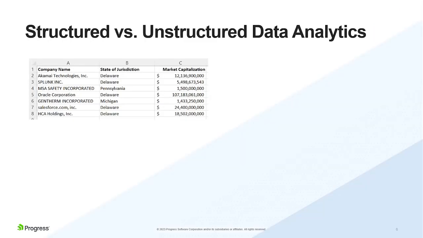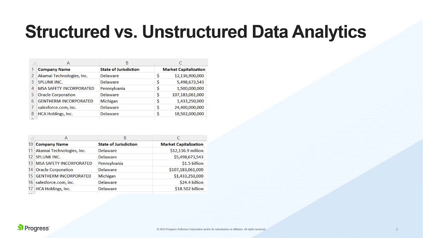So let's get into our first example here. Let's say I've got my data set here, and it's in nice, neat rows and columns, and it clearly identifies my state of jurisdiction and market capitalization for some various publicly traded companies. And I wanted to be able to answer the question, I want to know all companies that are incorporated in the state of Delaware with a market cap over $10 billion. Well, if my data looks like this, that's a pretty straightforward question to be able to answer.